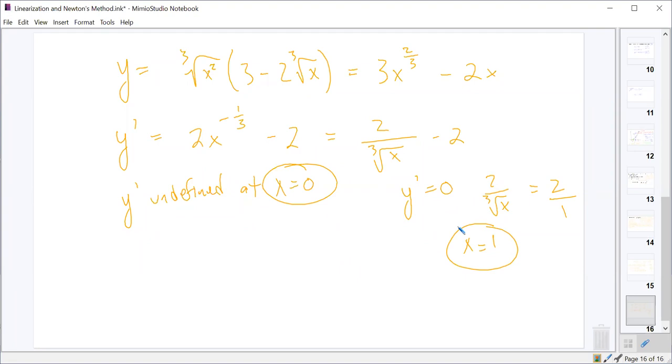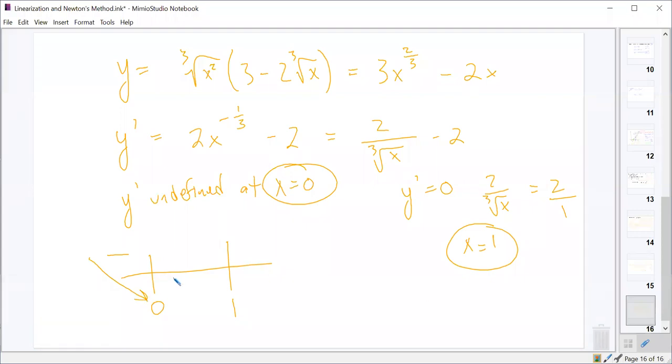Everybody good so far with that? Yes. Okay. So then we will plug in something less than 0. So plug in a negative number like negative 1,000. Cube root of negative 1,000 is negative 10, right? It's negative. So this first number is going to be negative. Minus 2 is still going to be negative. So the function should be decreasing.